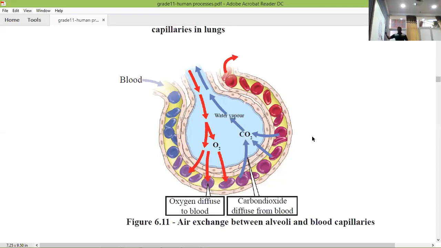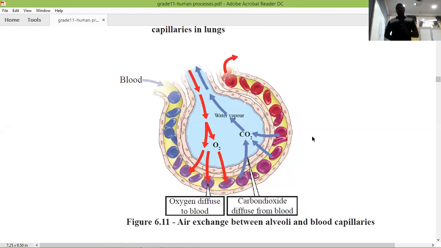The gas exchange occurs by the process of diffusion. You learned in grade 8 what diffusion is. It is the movement of particles through a semi-permeable membrane, from higher concentration to lesser concentration.